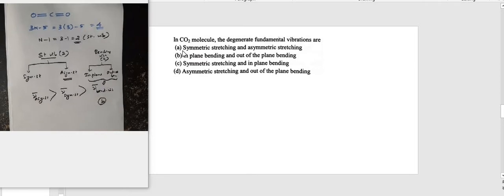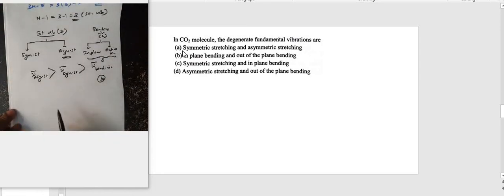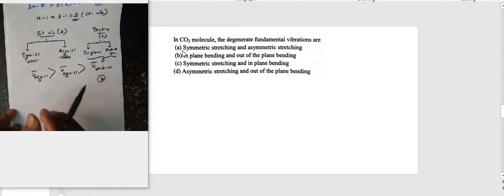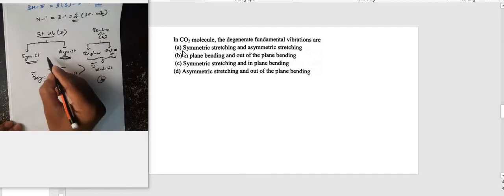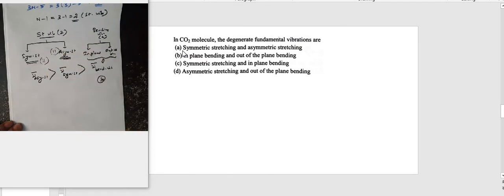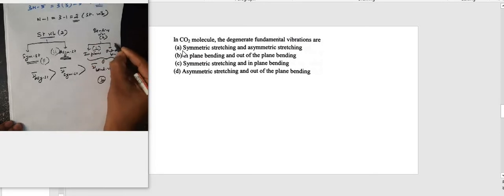Okay, and I like to give this information also here. See, in CO2, the two vibrations, that is symmetric stretch and asymmetric stretch, occur along the bond axis or along the principal axis. During this vibration, if at all a dipole moment exists, the dipole moment lies along the principal axis. Therefore, we can say that symmetric stretching and asymmetric stretching vibrations are parallel vibrations. These two are parallel vibrations. In-plane and out-of-plane bending vibrations are called perpendicular vibrations.